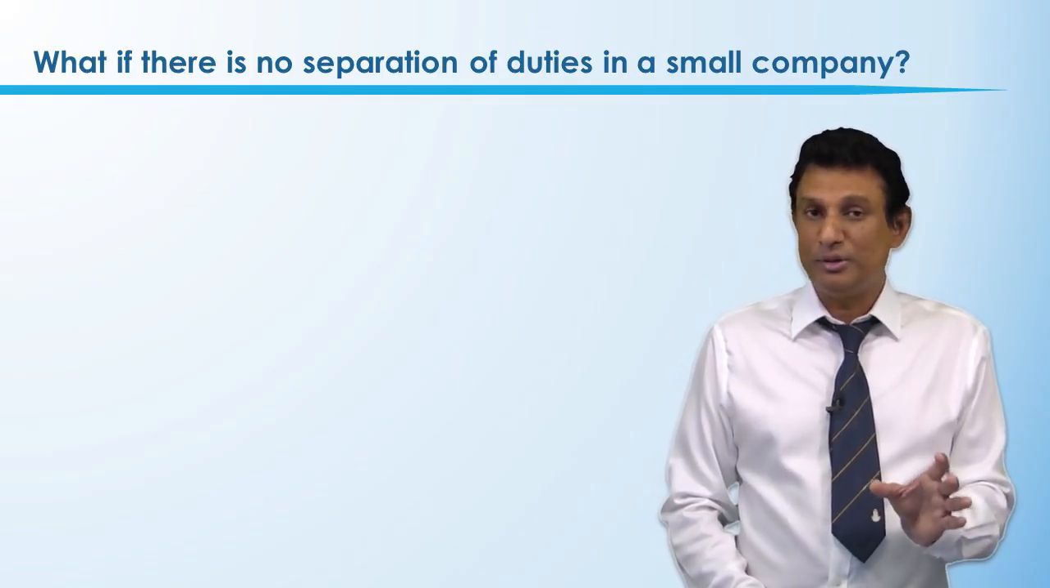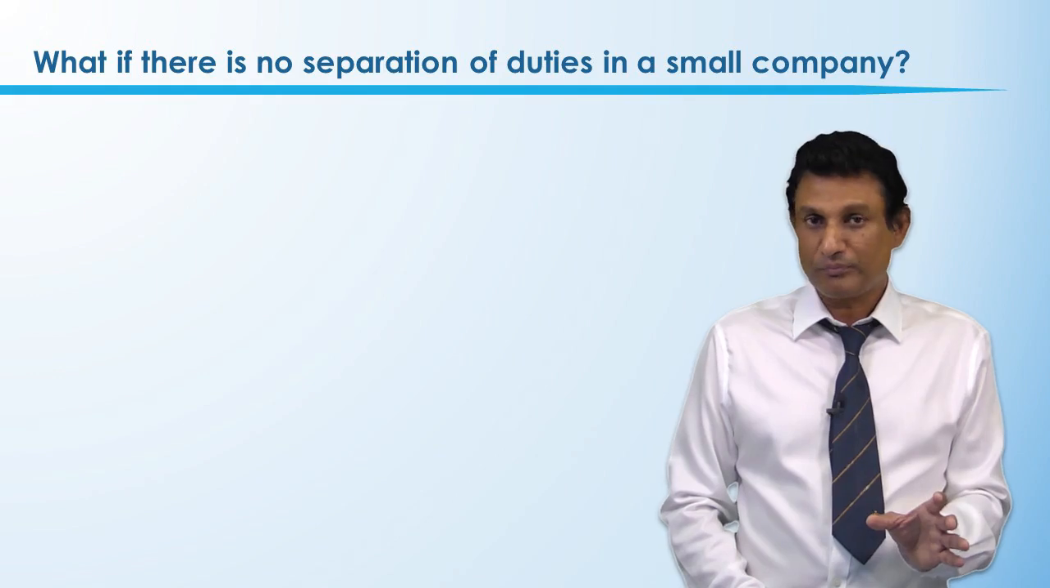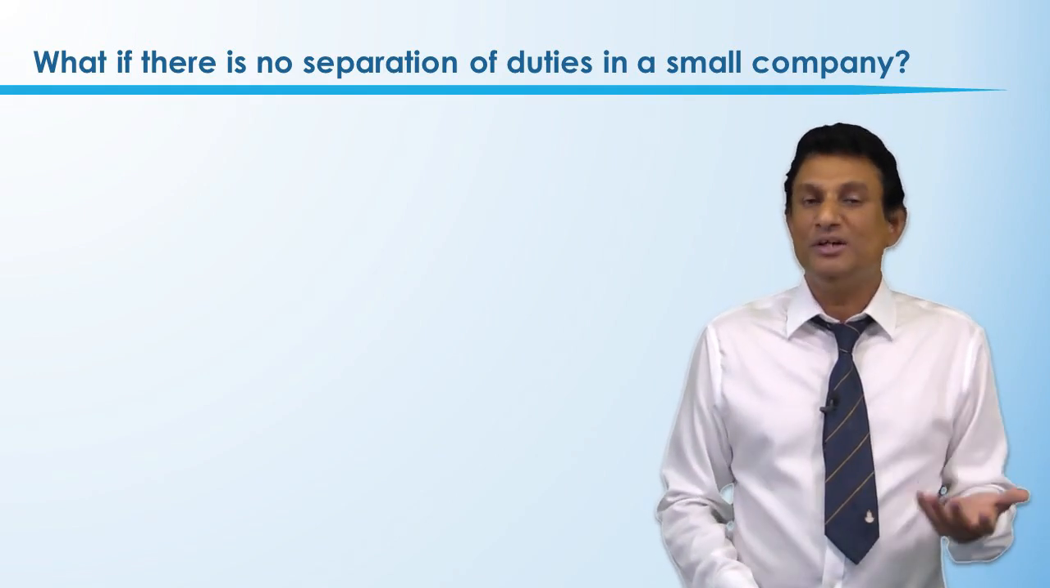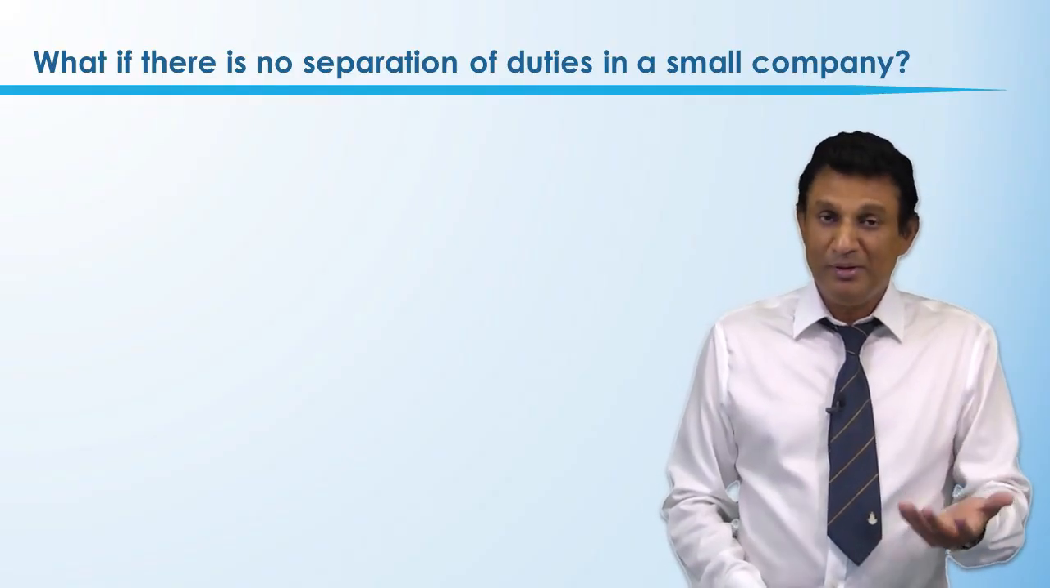And then sometimes in smaller organizations, it's very difficult to have a separation of duties. That means a one man show. So the IT department has only one single person, right? That's very possible. So it's happening.